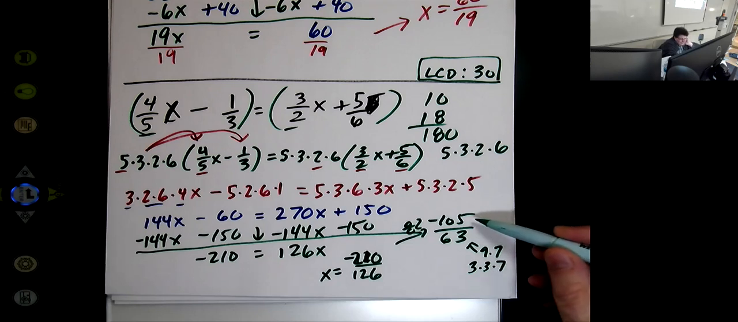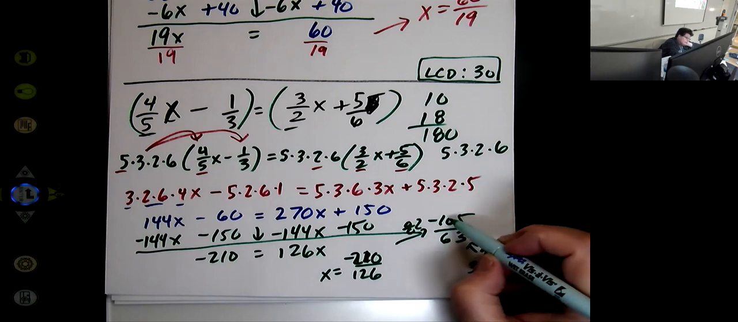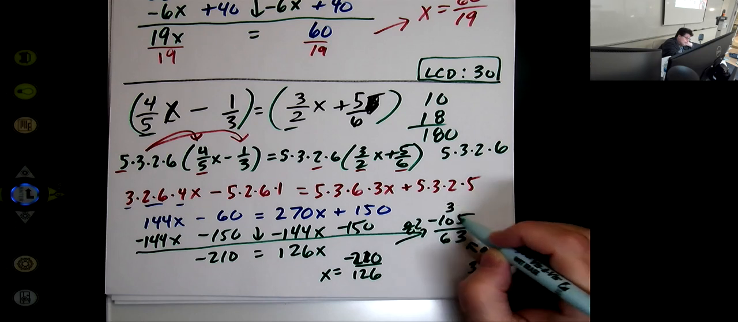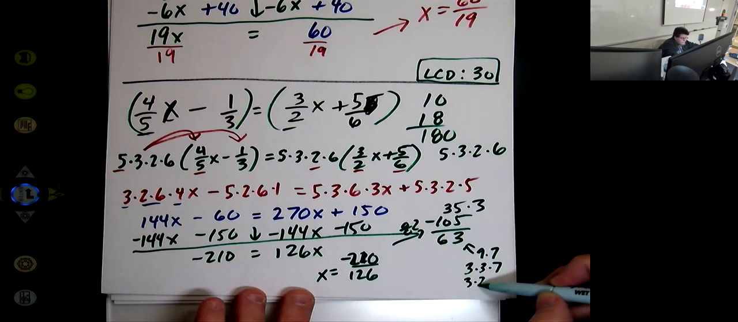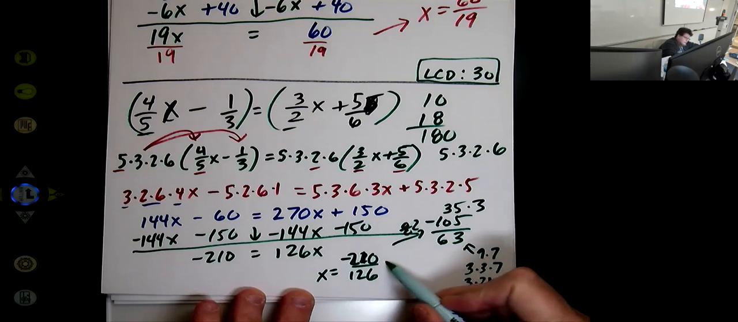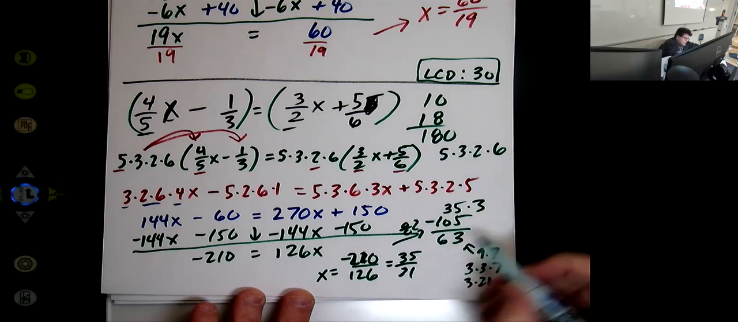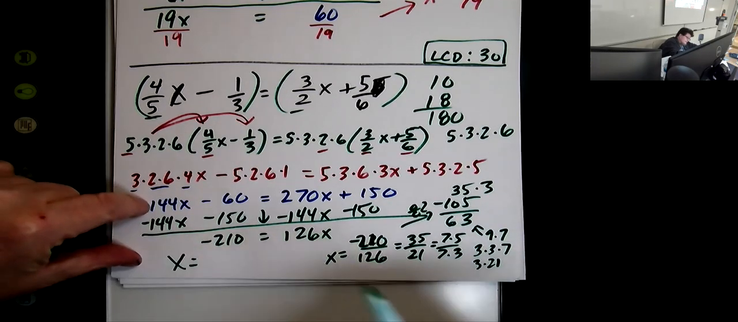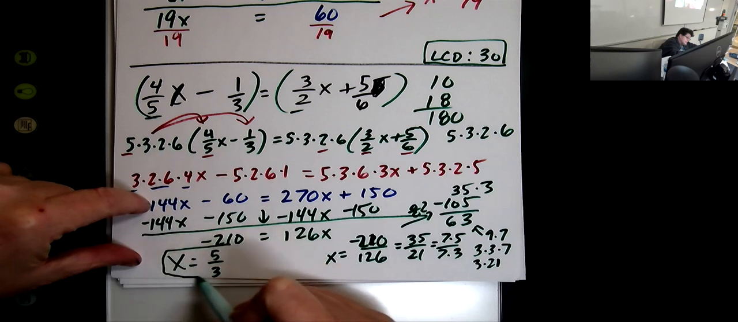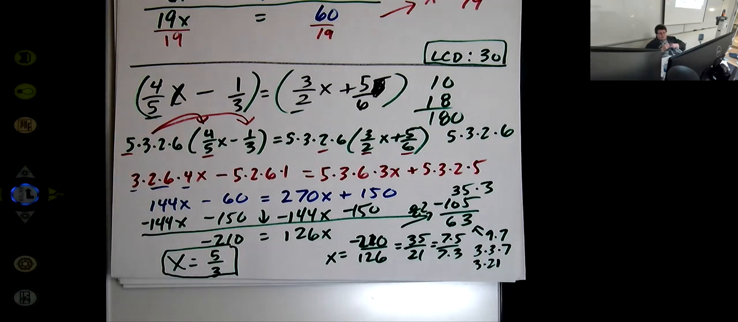If this reduces more, the 105 is divisible by 3 or 7. The 1 and the 5 add up to 6, so it is divisible by 3. So if I divide 3 into this, I get 35 times 3 on top and 3 times 21 on bottom. Well, that reduces even more, doesn't it? I got 35 over 21, which is 7 times 5 over 7 times 3. x is just 5 over 3. So if we had used the LCD 30, we might have gotten straight to the 5 over 3. If we didn't, we might have had some trouble trying to simplify.